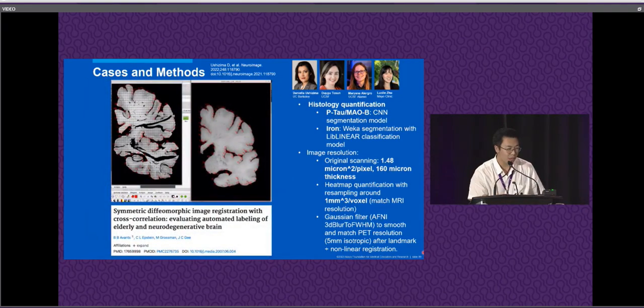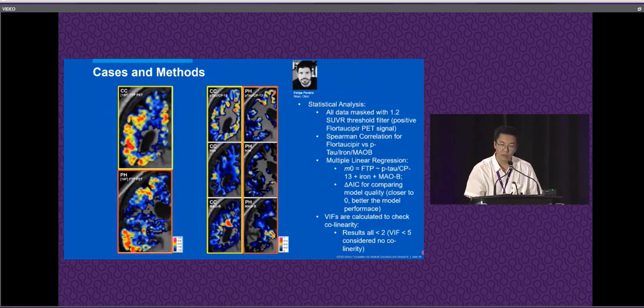Then we put all this data into our registration pipeline involving landmark and nonlinear registration to map our histological data to our MRI and PET scan in a voxel-to-voxel fashion. And lastly, for statistical analysis, we first run the bivariate correlation followed by multiple linear regression modeling to study the relative contribution of each of the biomarkers to photosapir signal. And all tests are run through a variance inflation factor for checking the collinearity.